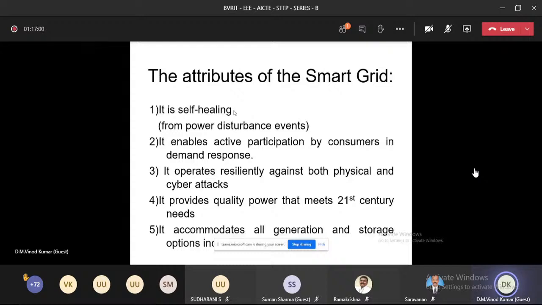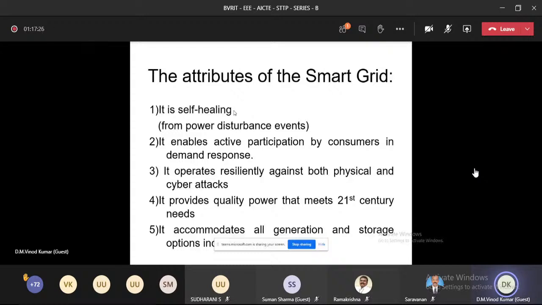Normal loads they can switch off. And it operates resiliently against both physical and cyber attacks. Most of the time, as you might have seen, we speak of cyber-physical systems. The physical systems are nothing but our generation, transmission, and distribution. Cyber is nothing but computer and calculation-based elements. When attacks are there, how to minimize them and remain resilient against both physical and cyber attacks.